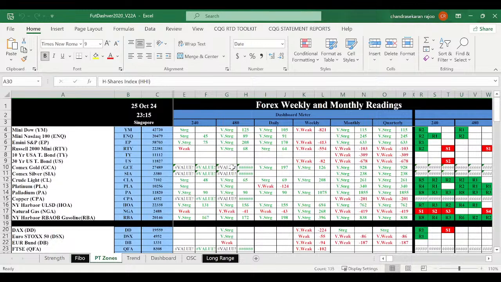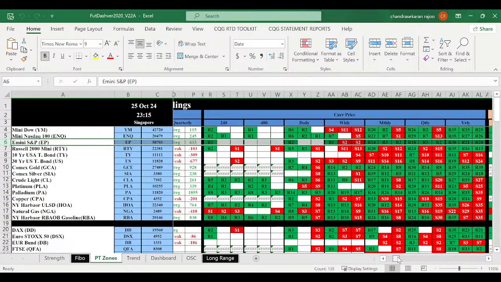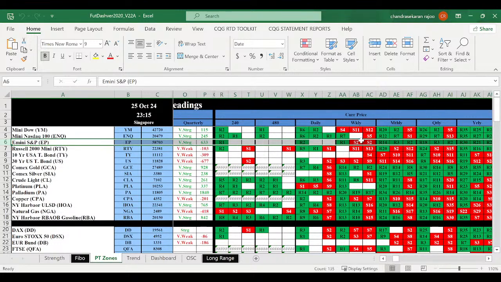Then when we confirm this with our PT zones, now you can see we have two selling forces on the weekly, an indication that the market has made a high on the weekly. So this is a signal that tells you that the market has made a high on the week, so we should be looking to sell. So now where should we sell?